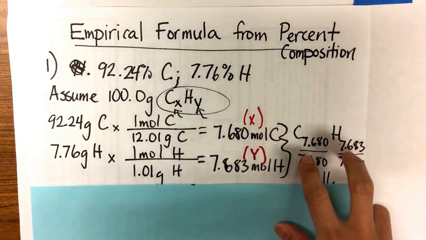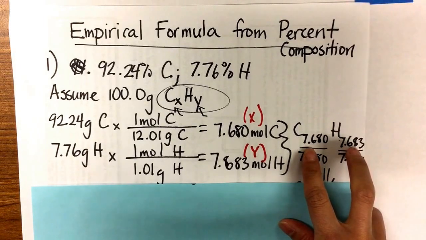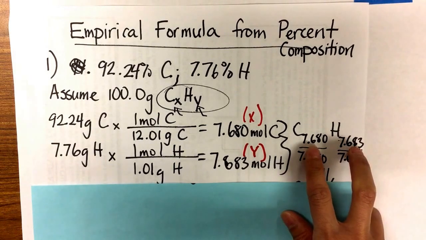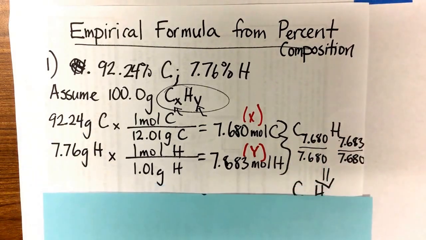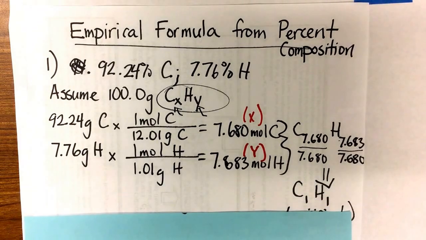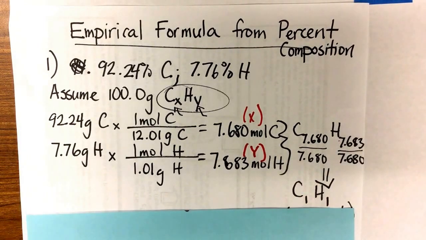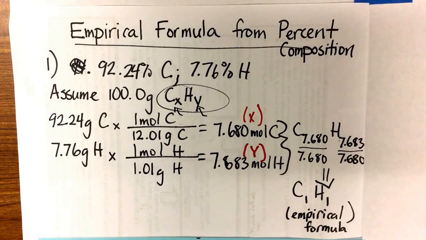Then we plug X and Y into our formula, and we'll notice that this is a formula we have never seen before, with partial decimal place numbers like this. So we're then going to divide by the lowest molar value. When we do that, we get a formula that looks like this. Notice the ratio. It's a 1-to-1 ratio between carbon and hydrogen. This is the most reduced form of it, and so this is called the empirical formula.